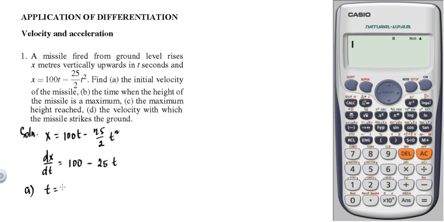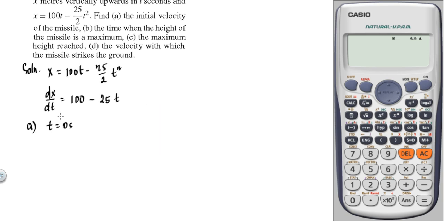So, when time is 0, let's plug in the 0. So, the initial velocity is dx over dt equal to 100 meters per second. So that's letter B. What is letter B? The time when the height of the missile is maximum.